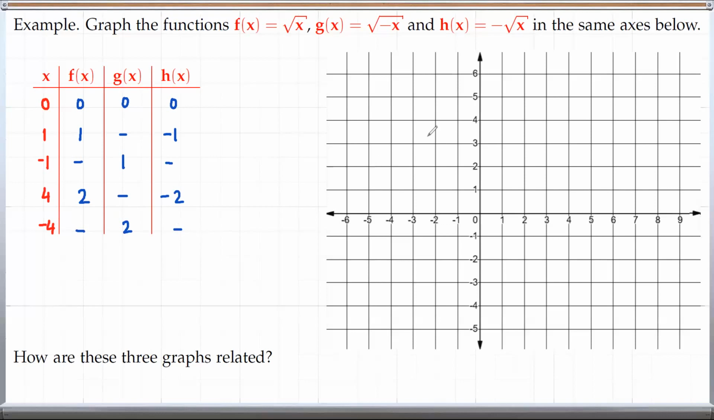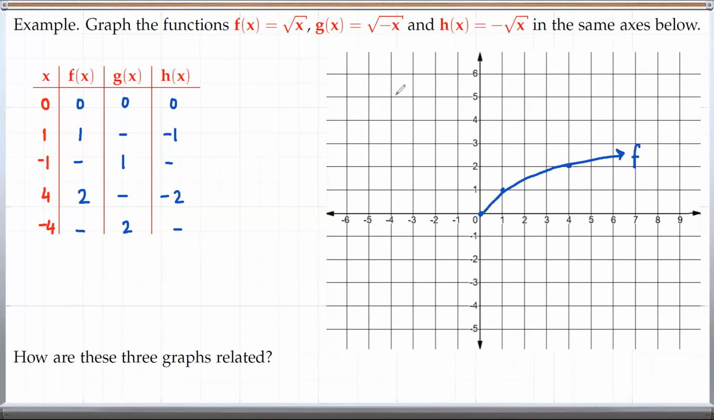So let's try to plot these points, and based on that, let's graph these functions. The first one, for f, we have 0, 0. It must go through that point. 1, 1 going through that point, and 4, 2 going through that point. So the graph of f must look like this one. So this is the graph of f.